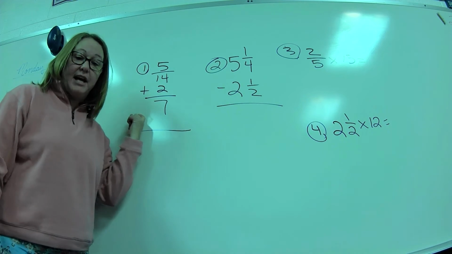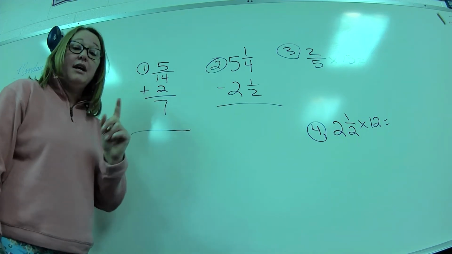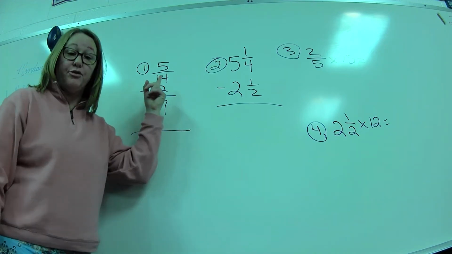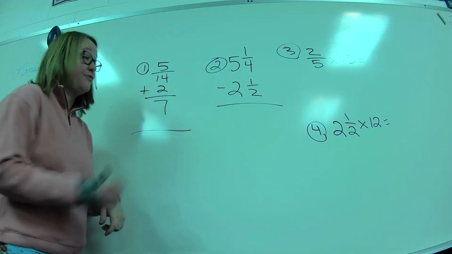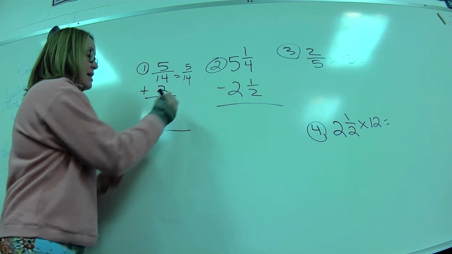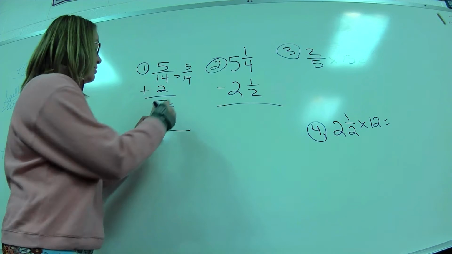Now, can I add these fractions as they are written? Right, because they don't have the same denominator. We know we can't use 7, but we can use 14 because 7 goes into 14. So let's go with 14. Let's change this to 5/14. That stays exactly the same. Let's make an equivalent fraction to 2/7.